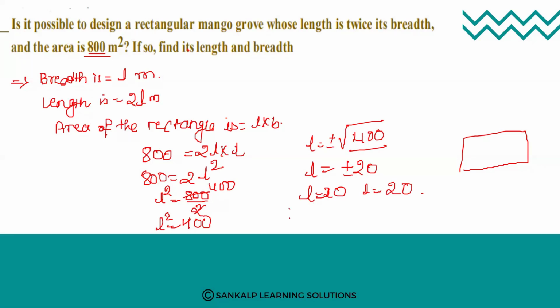L we have considered as breadth. So breadth L is equal to 20 and length is 2 times that of its breadth. So 2L, 2 into 20, that is 40 meter. So this is the length and breadth of the rectangular mango grove.